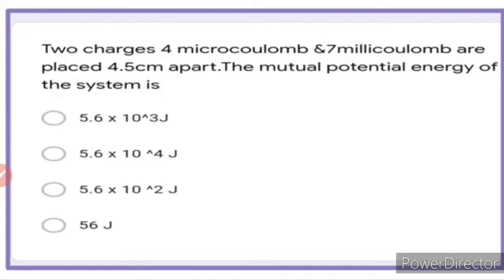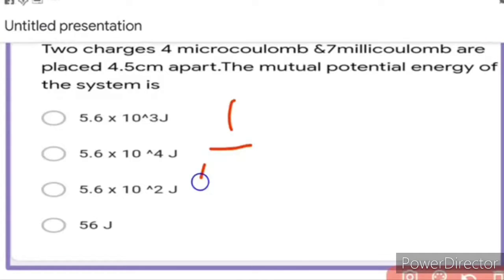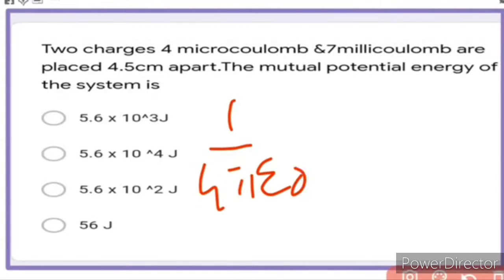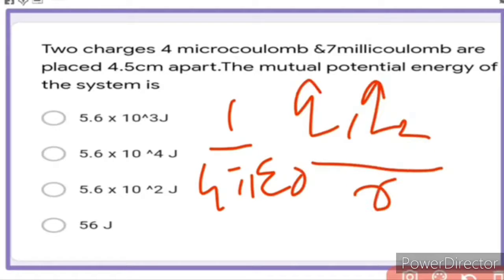Mutual potential energy of the system. Mutual potential energy is given by 1 by 4 pi epsilon 0 Q1 Q2 divided by R, where R is the separation between the two charges. So it's very simple. Just substitute Q1 as 4 micro and Q2 as 7 milli, and the distance is 4.5 centimeter. So doing the calculation, you will get the first answer, that is 5.6 into 10 cube. Do the calculation.